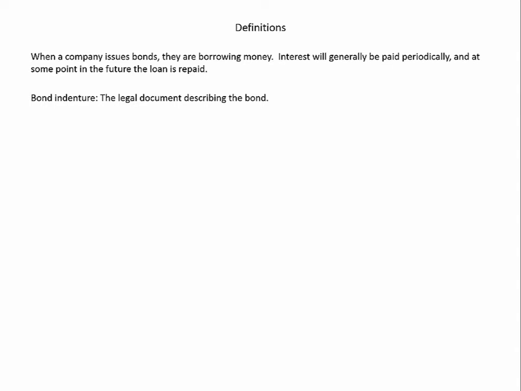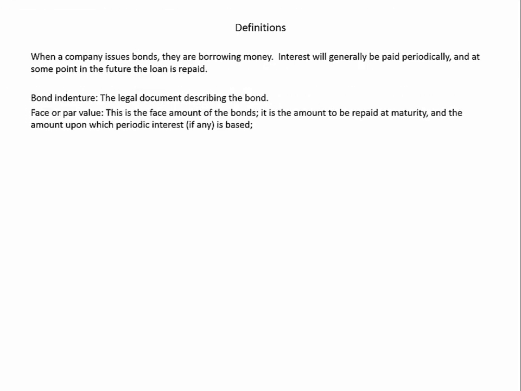We have a bunch of definitions. First, the bond indenture. This is the legal document describing the bond. It describes how much will be borrowed, how much interest will be paid, when interest will be paid, when the bond will mature, and so on. There's the face or par value of the bonds. This is the face amount of the bonds. It is the amount to be repaid at maturity, and it's the amount upon which periodic interest, if any, is based. At this point, it's awfully tempting to say that this is the amount borrowed, but that's not exactly correct, because we probably won't sell the bonds for exactly face value.